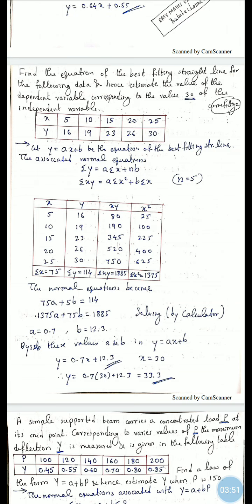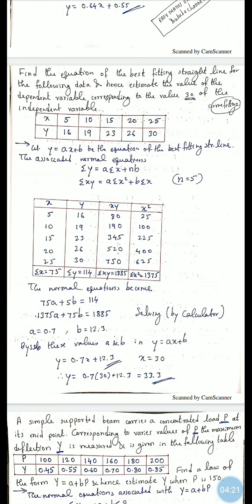So put these values in the normal equation. So that is 75a plus 5b equal to 114, 1375a plus 75b equal to 1885. By solving the simultaneous equations in the calculator, we get a is equal to 0.7, b is equal to 12.3. Put a and b values in the given straight line, that is y is equal to ax plus b. We get y equal to 0.7x plus 12.3.